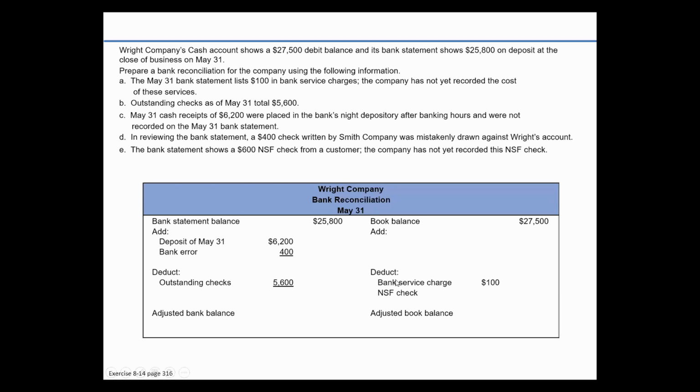And then for our book balance, we will take our NSF check and we'll deduct that, our returned check, okay? So then what we'll do is we'll go ahead and add up the things that we're adding and then the things that we're deducting. And we come out with the adjusted bank balance of 26,800. And then we're not adding anything to the book balance, but we're going to have to subtract 700 from it. So then we get that the adjusted book balance is 26,800. And so we see that both balance that way.